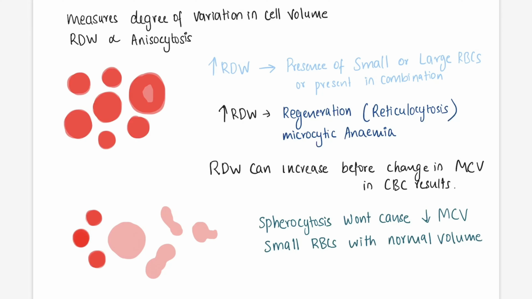But you may have a question: can RDW increase in spherocytosis? Can MCV decrease in spherocytosis? Absolutely not, because spherocytes are small. They appear small in smear, but they have the volume of a normal erythrocyte. So they are normovolemic. They are like a hyperinflated balloon. So they are not elastic at all. That's why spherocytosis will increase the hemolysis.